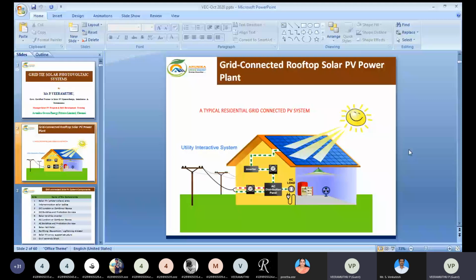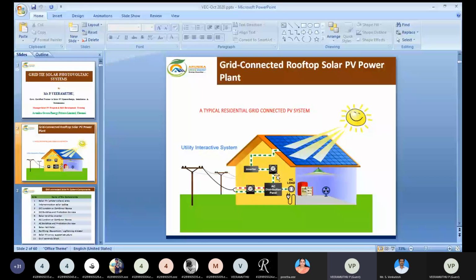This is the configuration of the solar grid-tie system. Here, the photovoltaic device converts light energy into electrical DC energy. That DC electrical energy is converted into AC electrical energy by using an inverter. The inverter converts DC into AC, whereas the rectifier converts AC into DC. So here we are using an inverter because from sunlight, light energy is converted into electrical DC energy, and that DC energy is converted into AC.